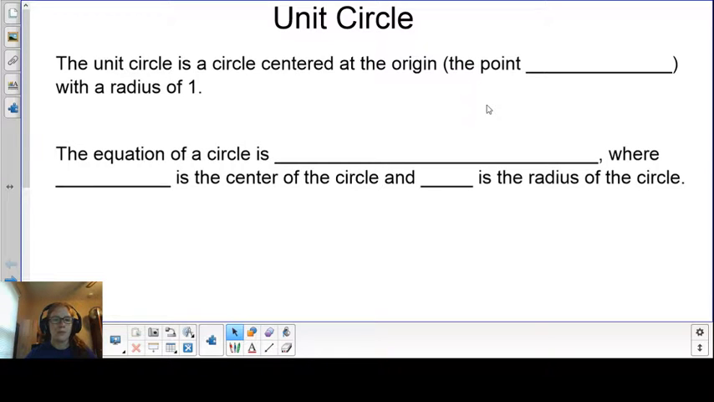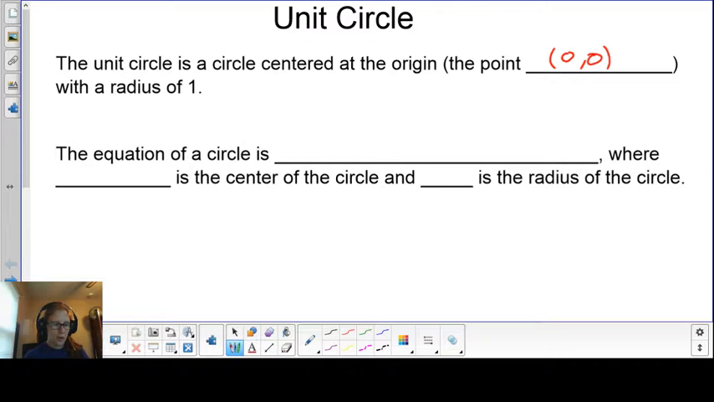The unit circle is a basic circle, so please try and recall all of your information that we learned about circles in Math C. We talked about them a couple different times. Getting my color scheme ready to go. So the unit circle is a circle that's centered at the origin. Well, let's think. What is the origin? Good, it's that point 0, 0. And it has a radius of 1.